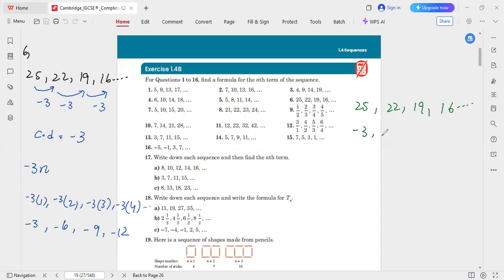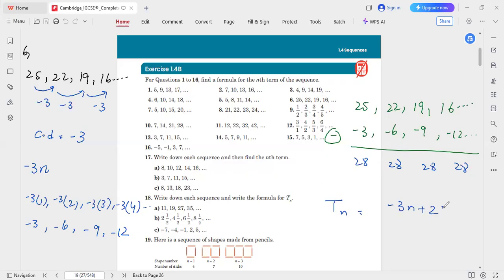Under this, we are going to write down the sequence that we just got: negative 3, negative 9, negative 12. And we are going to subtract these terms, as they already have the negative sign. So negative negative will be positive. So in 25, adding 3, it will be 28. 22 plus 6 will also be 28, 28, and 28. So it means that the nth term of the sequence is negative 3n plus 28. This is your nth term for part number 6.